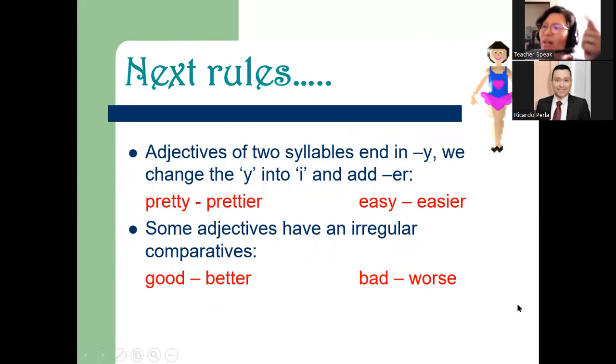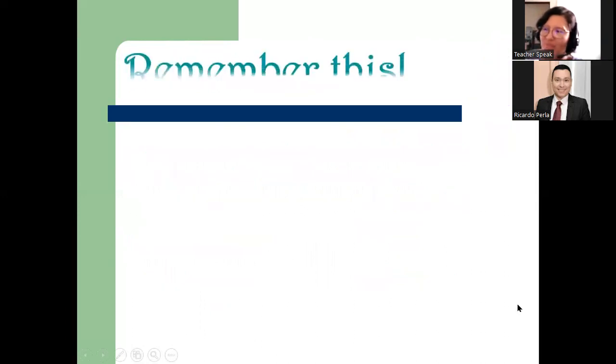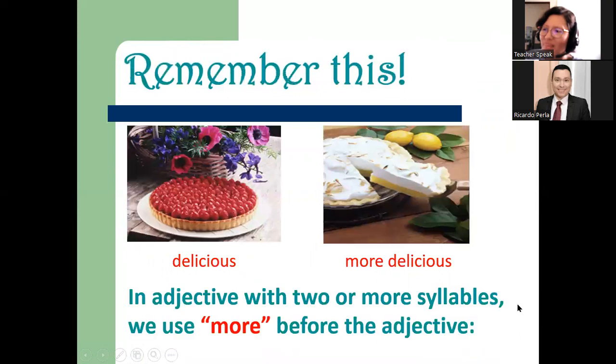So those are the two. And then we have the long adjectives, right? And here is where we use the word more, okay? With adjectives with two or more syllables, like more delicious, more expensive, more complicated, more difficult, okay?